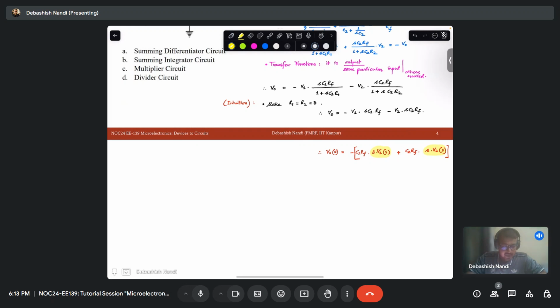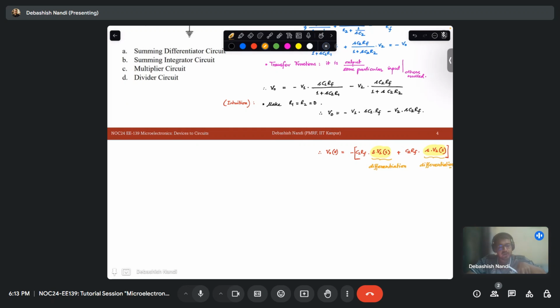When you have S as a multiplication term with the input, that signifies, in the time domain, what? That signifies in the time domain a differentiation operation, right? Differentiation. Similarly, here also we have a differentiation. Fine.